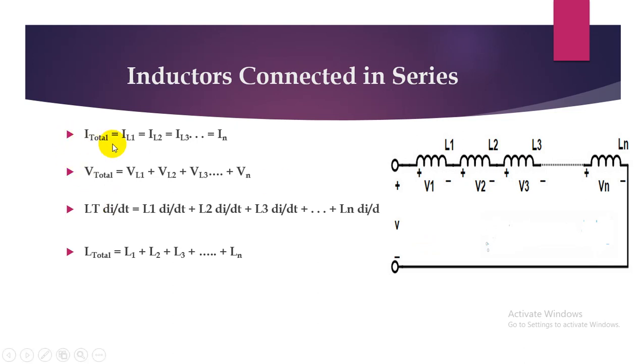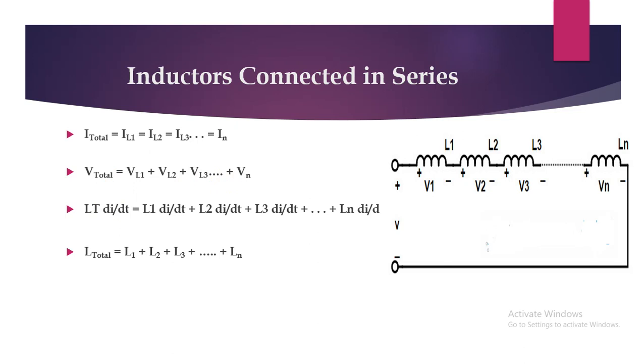As we know, the total current flowing through all the inductances is the same, that is IL1 is equal to IL2 is equal to IL3 and so on is equal to IN. But when you apply KVL, the total applied voltage is equal to all the voltage drops, that is VL1 plus VL2 plus VL3 plus and so on plus Vn.